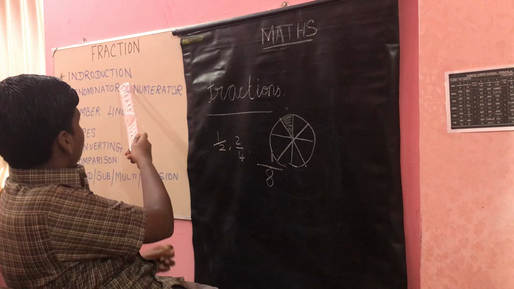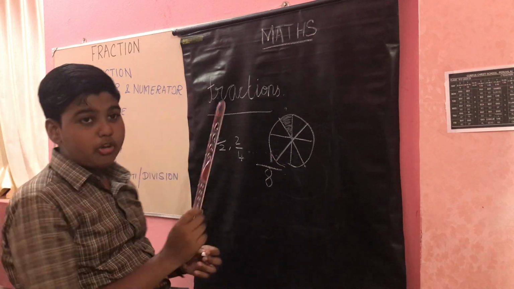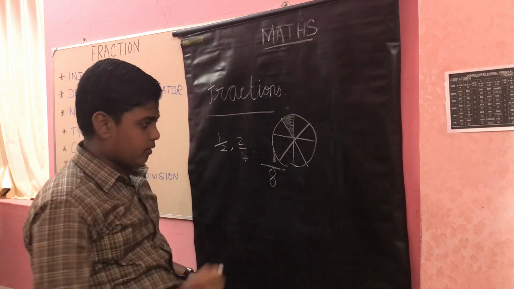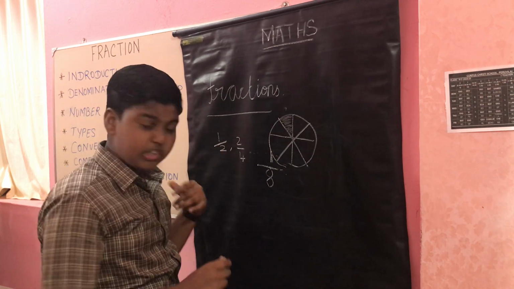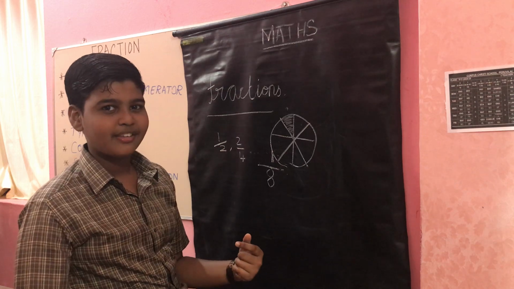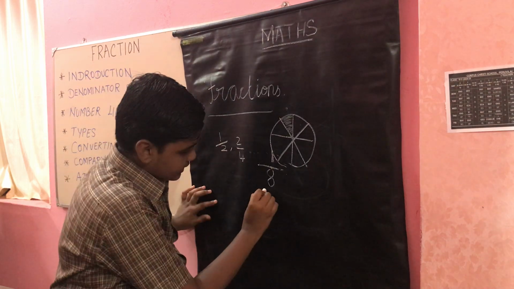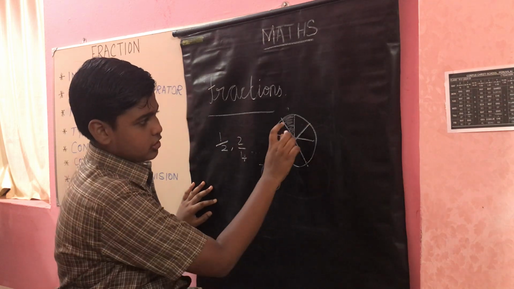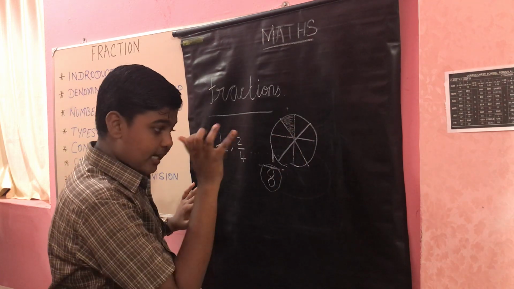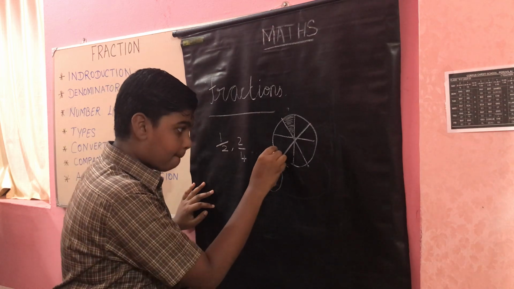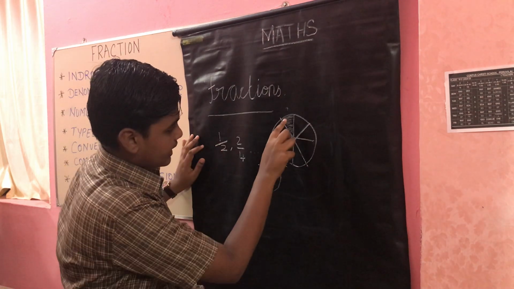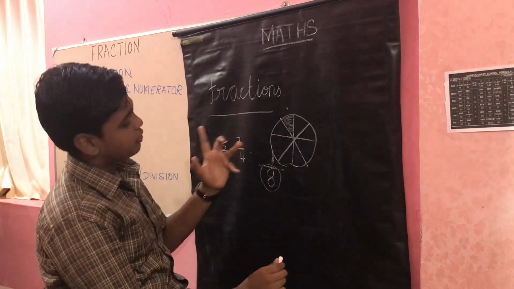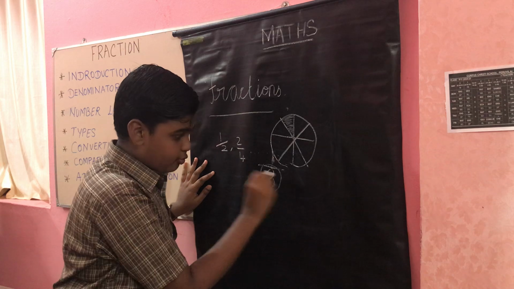Am I right? Now let's learn about the denominator and numerator. Now this is 1 by 8. Where's the numerator and where's the denominator? I will teach you. This part is the whole: 1, 2, 3, 4, 5, 6, 7, 8. So that's the whole. This is the part of that whole. That's this part, 1. It can also be 2, if I shade this part also. So this is 1 by 8.